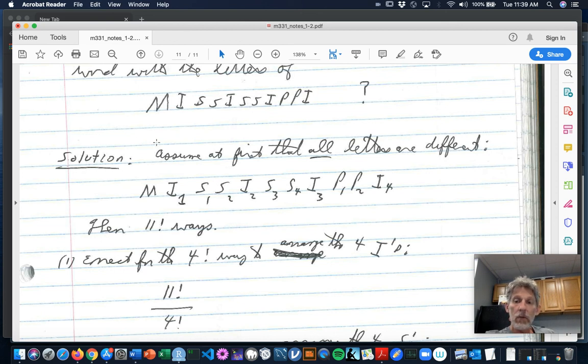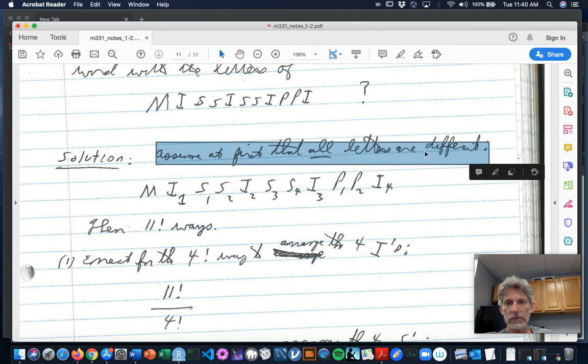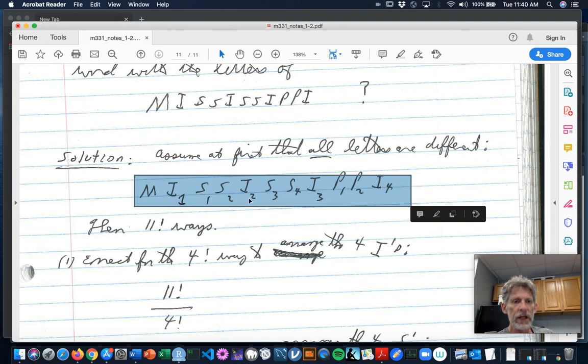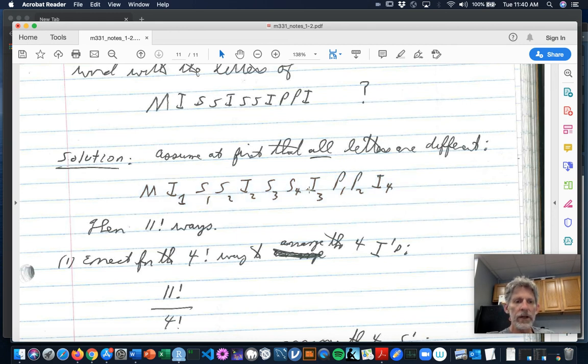So the way to solve the problem is to blindly go ahead and do what you know you can't do. Assume at first that all letters are different. So maybe we could write the Mississippi as M, I1, S1, S2, I2, S3, S4, I3, P1, P2, I4. So the subscripts make the letters different. Then there would be 11 factorial ways.